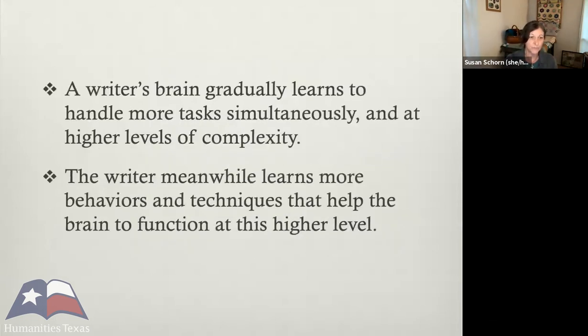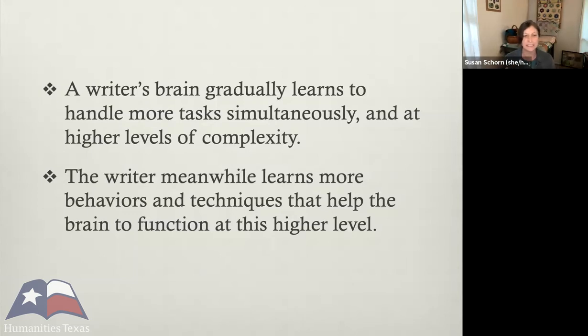Okay, so a writer's brain, as we develop, it gradually learns to handle more tasks simultaneously, more stuff going on cognitively, and at higher levels of complexity. It takes the brain a while to figure out how to do this, to build neural pathways and build that capacity. The writer, the human being surrounding the brain, meanwhile, is learning some behaviors and some techniques that help the brain to function at this higher level. So we're kind of learning behaviors and habits that support the brain activity.